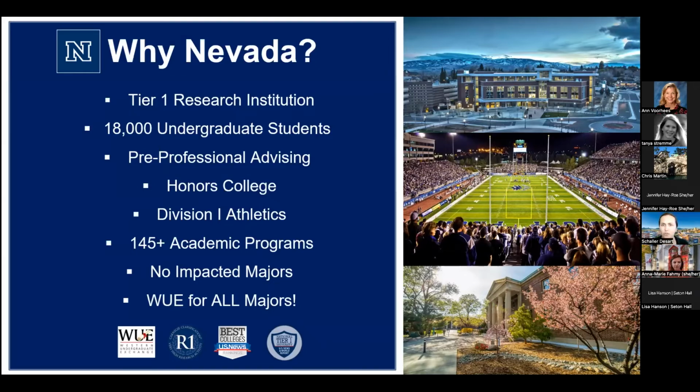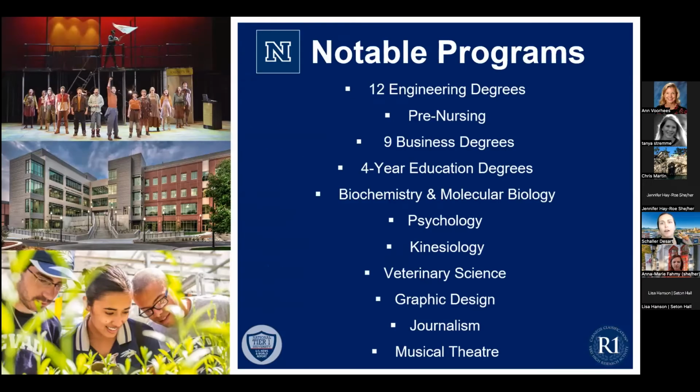So we do have a lot of really cool things going on. You'll see from these photos, we have a green, traditional brick campus feel, and it's all in one area. While we are really close to downtown Reno, we do have a traditional campus feel. And we have a lot of programs. We have 145 different academic programs. They really do range in variety. We have everything from engineering to graphic design, social work. We have journalism. We have 4-year education degrees. We have chemistry. We have astronomy. We've got a lot going on.